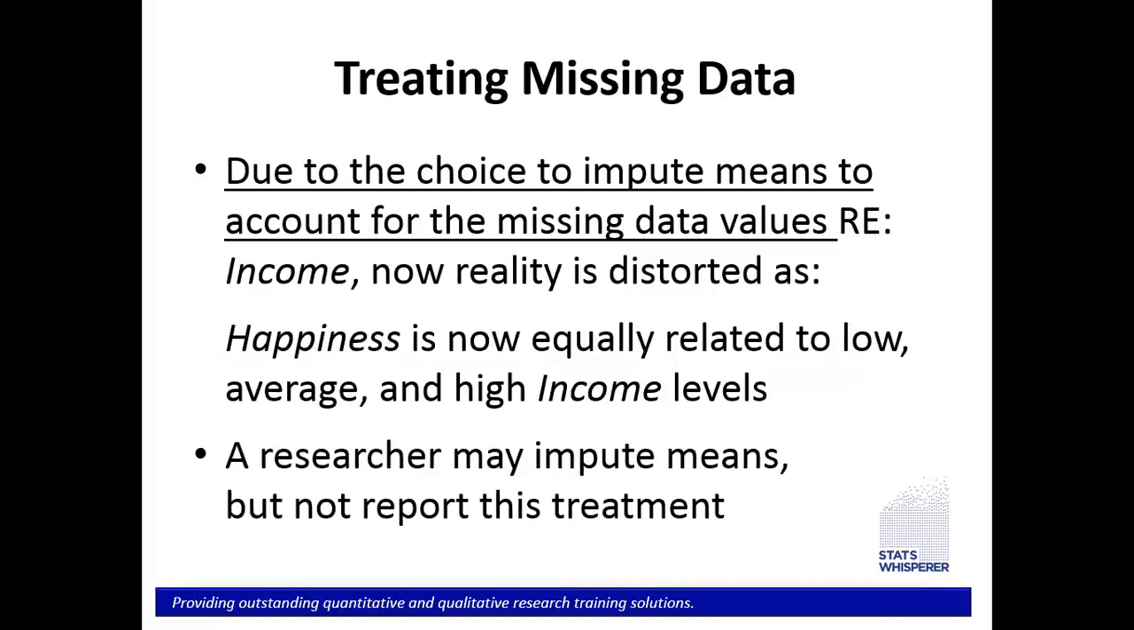So due to the choice to impute the means to account for the missing data, income is now distorted. Happiness is now equally related to low, average, and high income levels. So you need to be careful. Sometimes when you're reading a report, you need to wonder if there were missing data reported and it was not reported how it was addressed, a researcher may be imputing means and not reporting it. So this may be going on, and it's important to realize it.